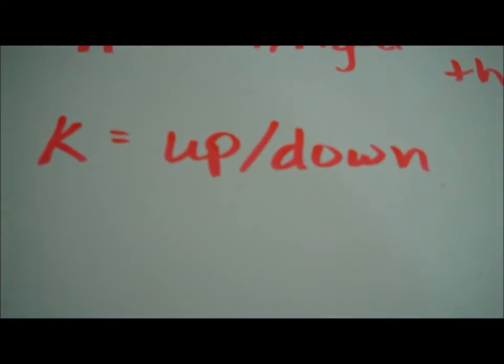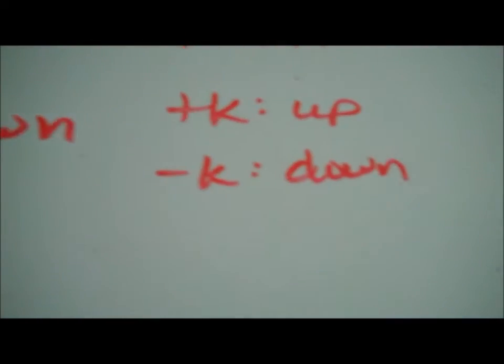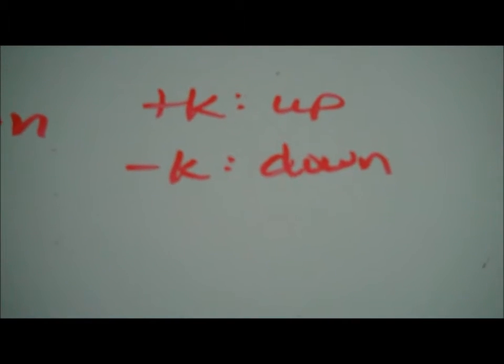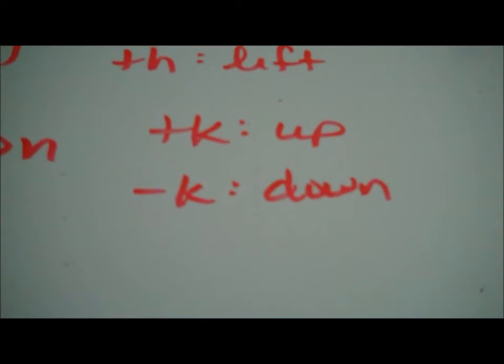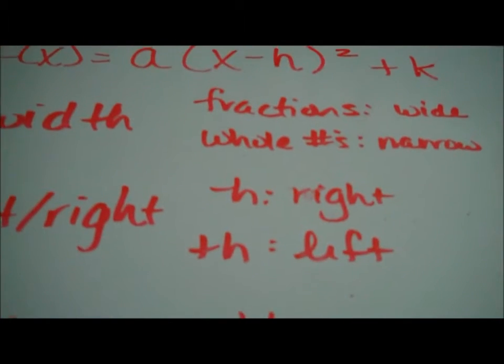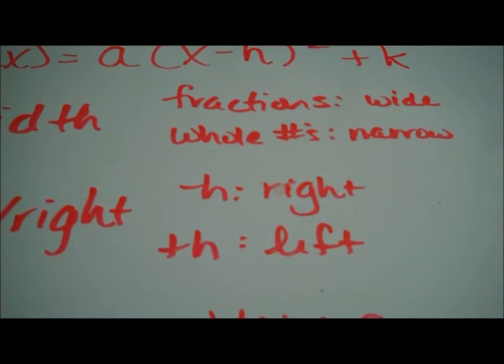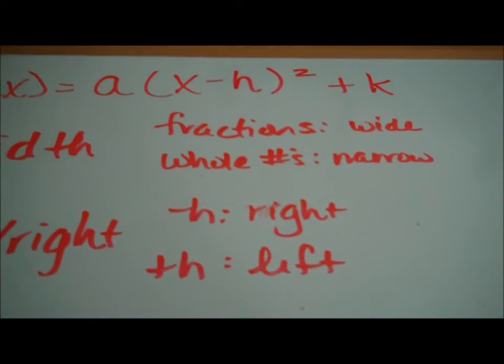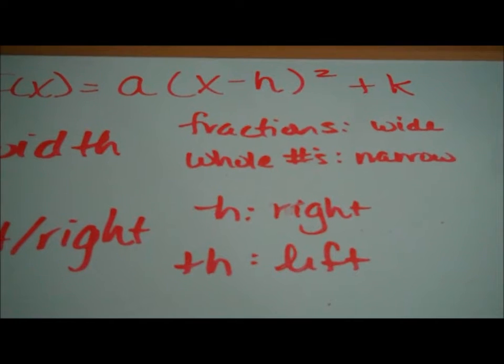Okay, and then last but not least is the k, which moves it up and down. Now k is the only one that you have to think straight on. I hope you're thinking straight anyways. But if it's a positive k, it's moving up, and a negative k, you're moving down. So again, the only ones that you have to think kind of opposite on are your a and your h. And so let's look at how we would graph something like that in that format.